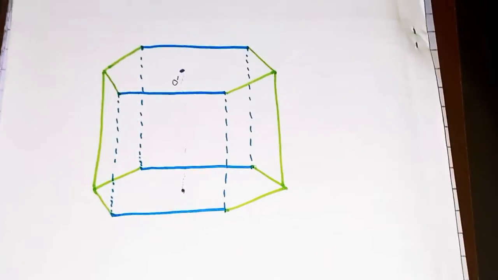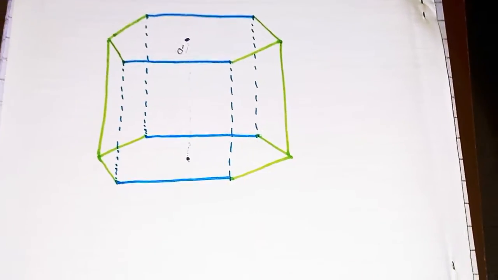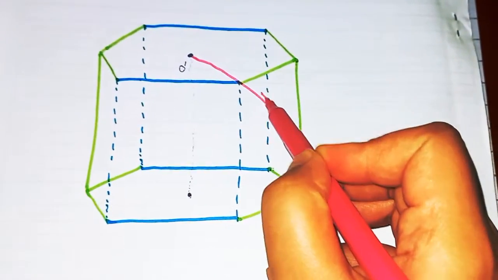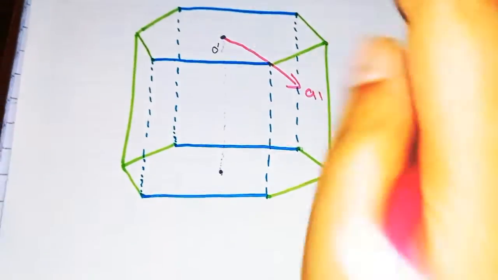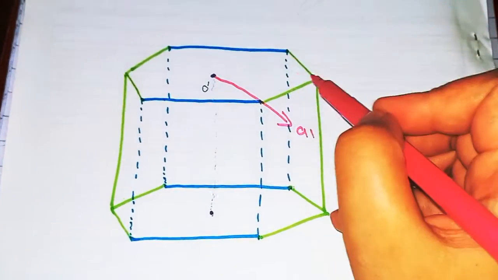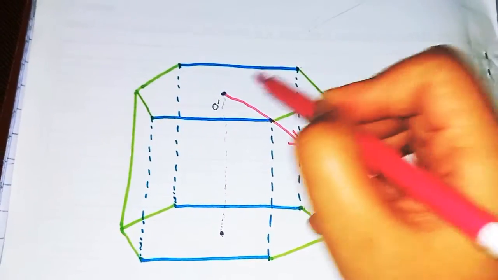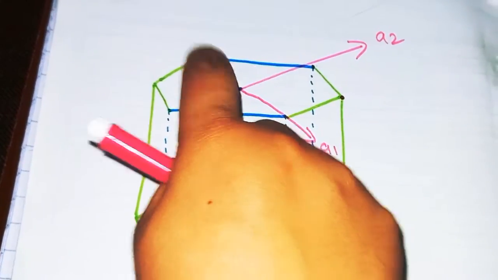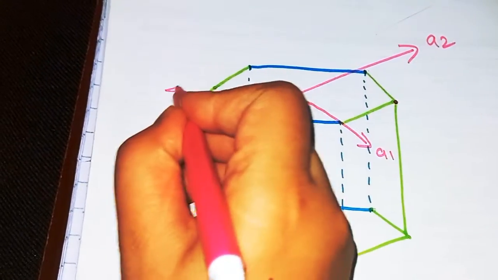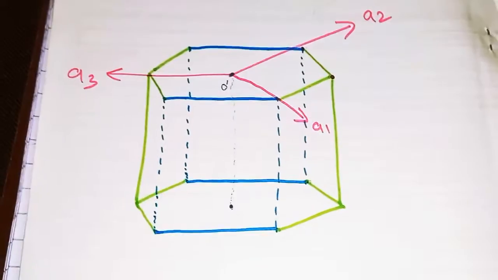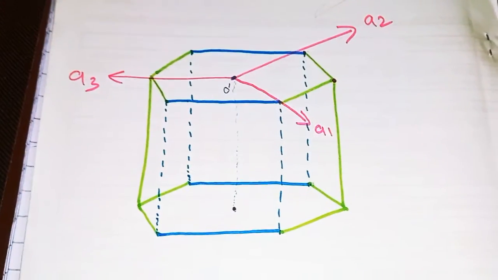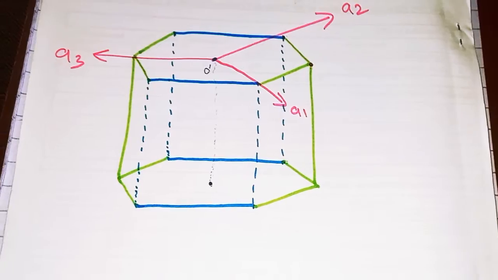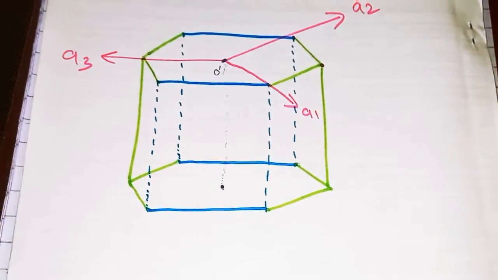Now let's define the other coordinate axis lines. We'll assume that this direction is the positive A1 axis. Leaving this corner, the next corner will be the positive A2 axis. Leaving this corner, the next corner is the A3 axis. We'll not use the A3 axis for obvious reasons. We don't need the A3 axis here, but we need to know where the A3 axis is.